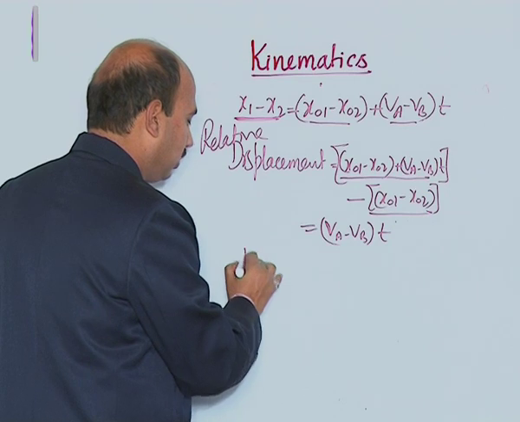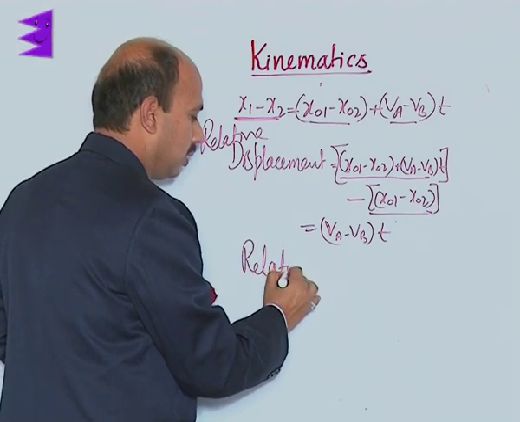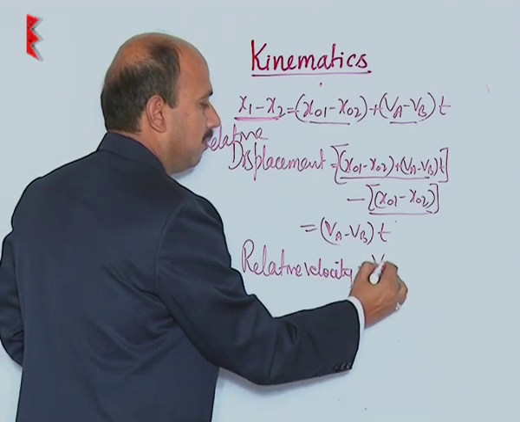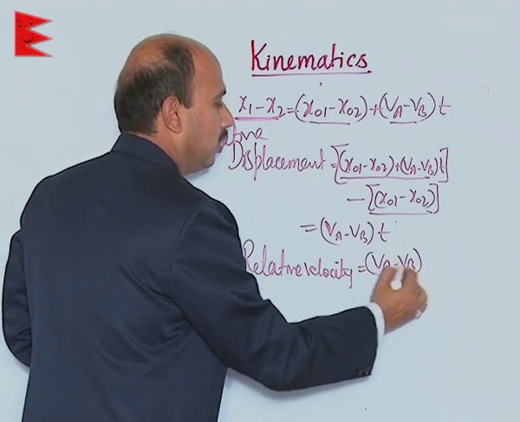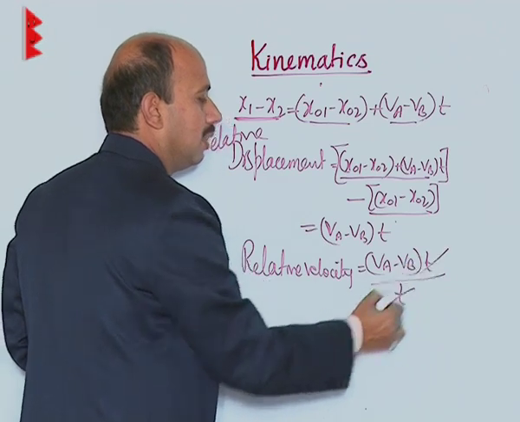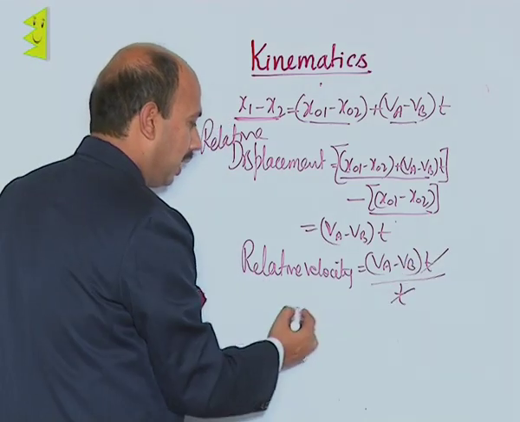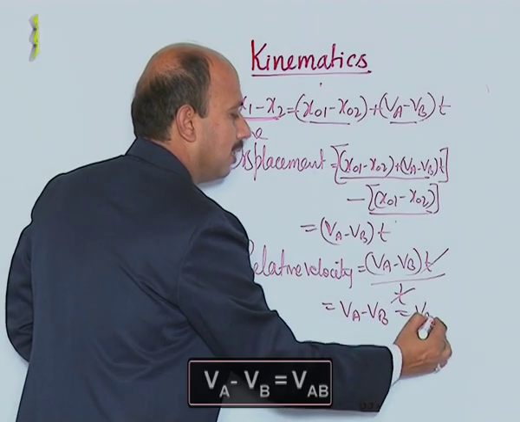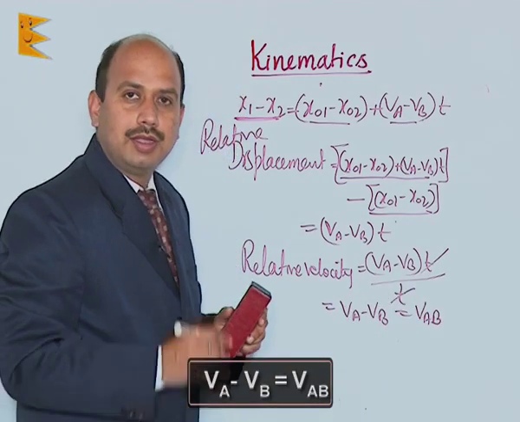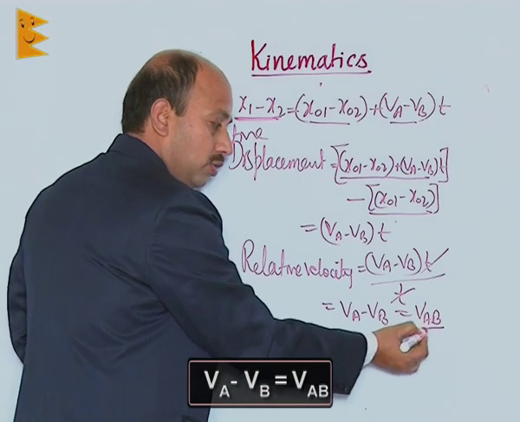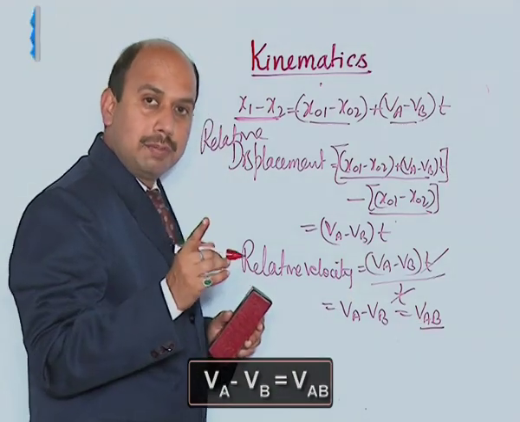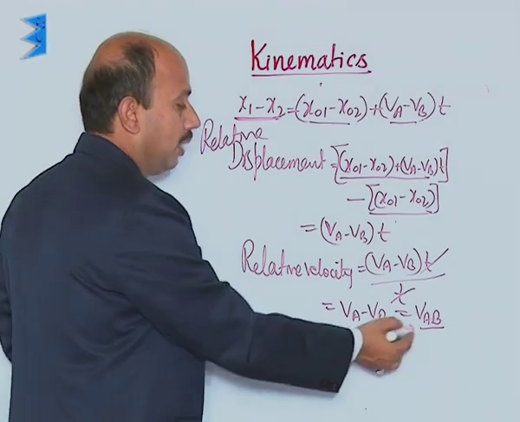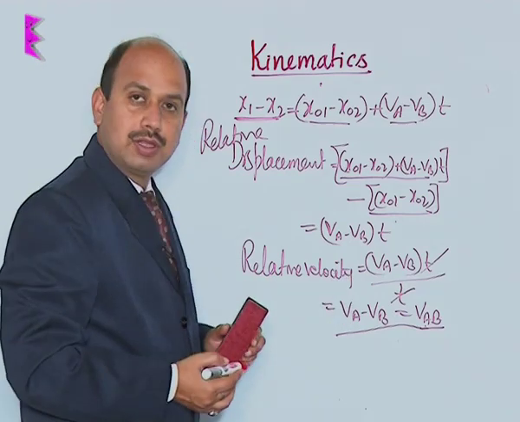Now, relative velocity we can write: relative velocity is equal to (V A minus V B) into T divided by time interval T. So, this we can write here V A minus V B. This we write as V A B. It is actually the relative velocity of A with respect to B. So, the relative velocity we can calculate in this way, this is the method for that.